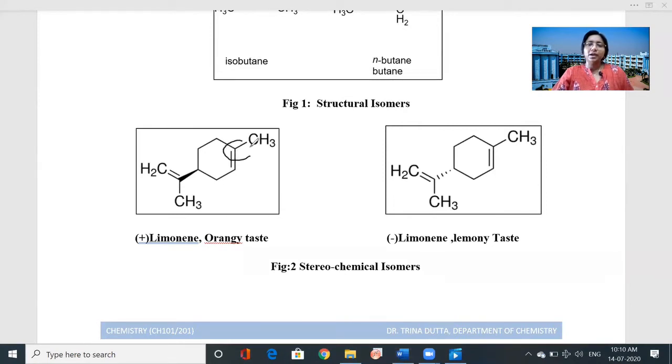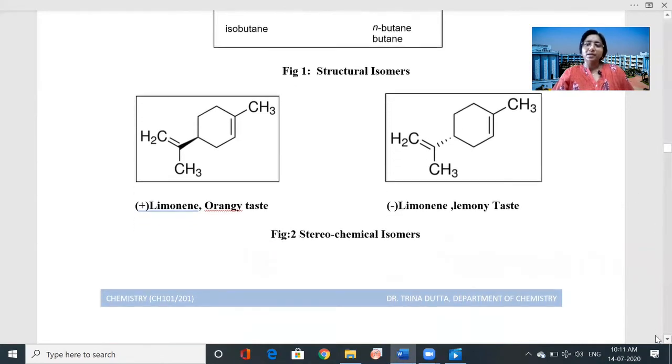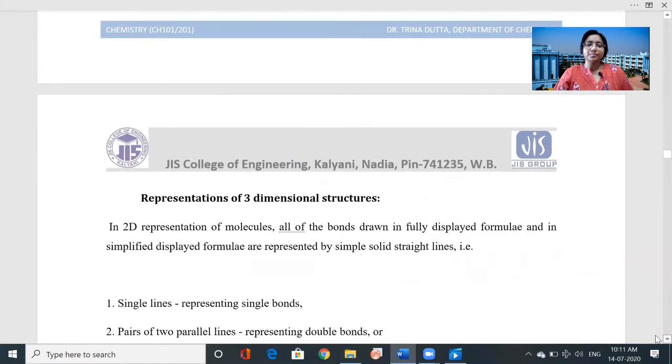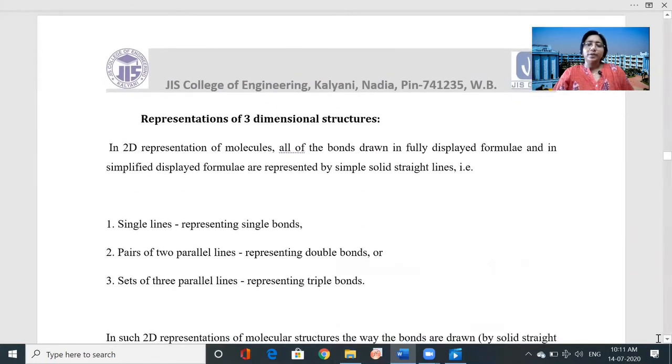So you are getting different types of bond representation. Here it is the solid line, that is in the same plane, that is the dash, that means at the back side. This is the wedge, at the front side. So in this way we can represent the structure. So generally we write the 2-dimensional structure.